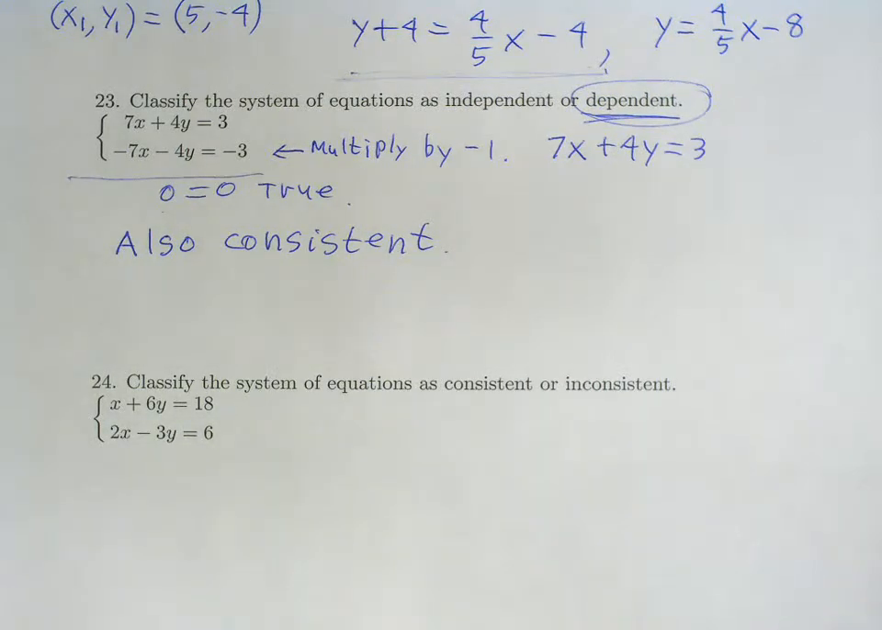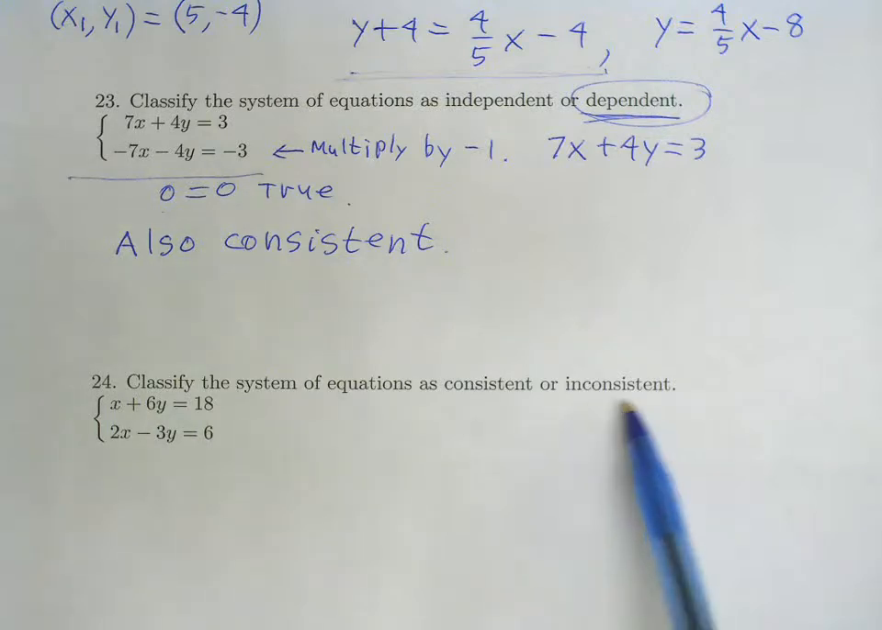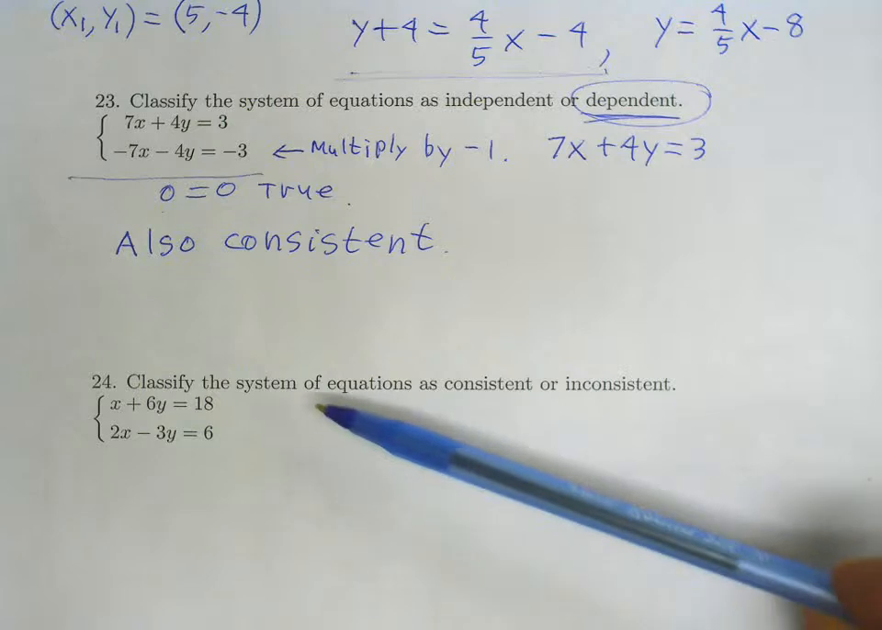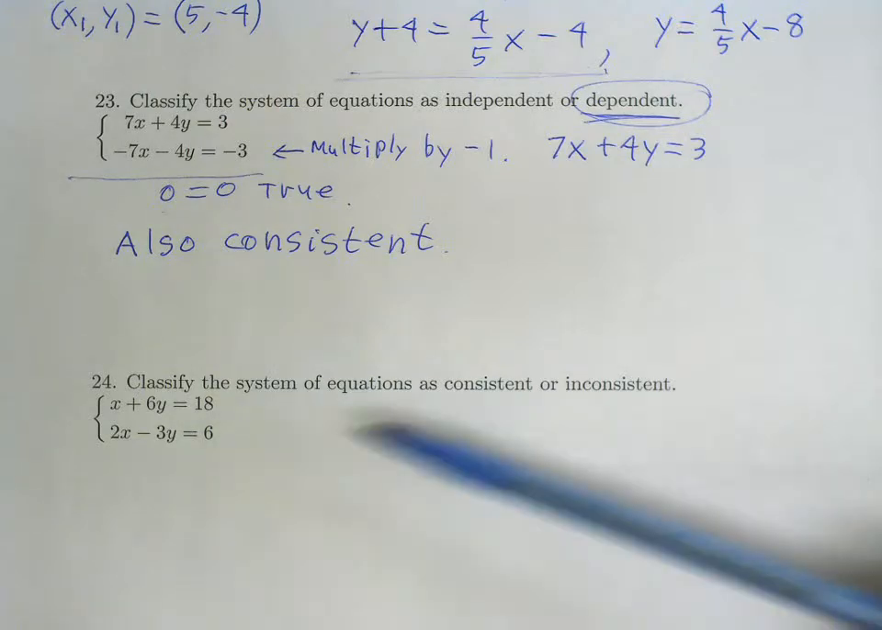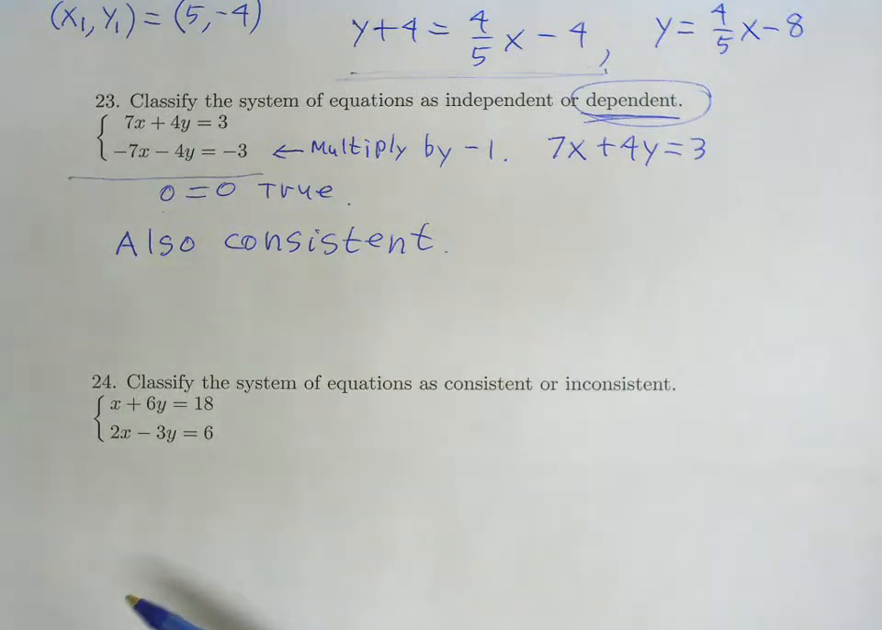So anytime that a system of two linear equations has one solution or infinitely many solutions, it's consistent. The only time that it's inconsistent is if there is no solution. And with a system of two linear equations, if it's inconsistent, it means the two lines are parallel, which means they have the same slope but different y-intercepts.